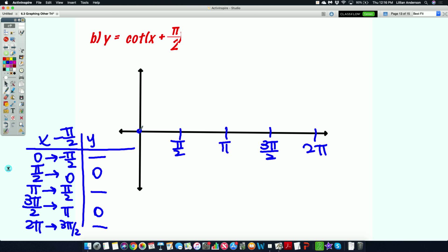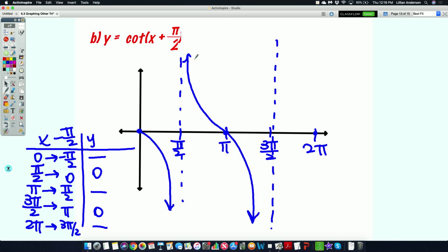0, 0. Pi over 2, asymptote. Pi, 0. 3 pi over 2, asymptote. What's happening at 2 pi? 0. Very good. And cotangent goes the other way, so it decreases from left to right. So this one goes down. This one starts up, then goes down. This one starts up, goes down.